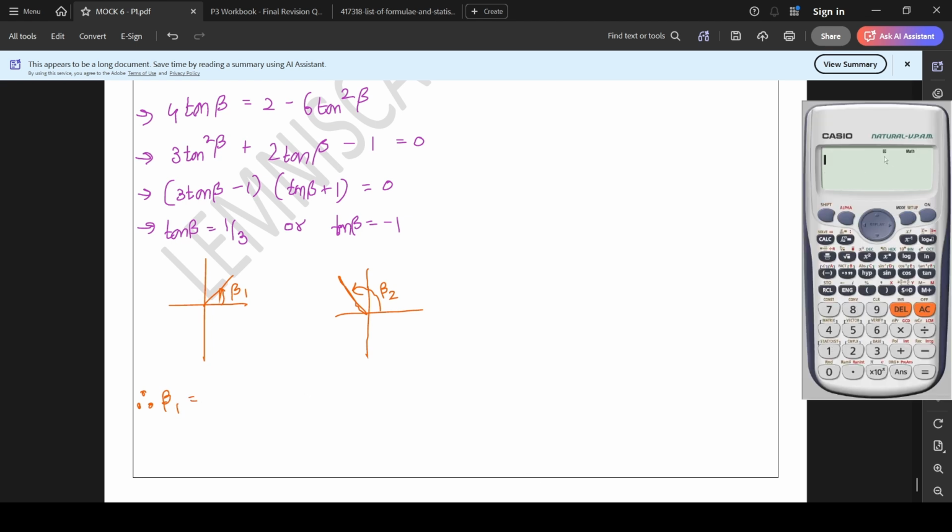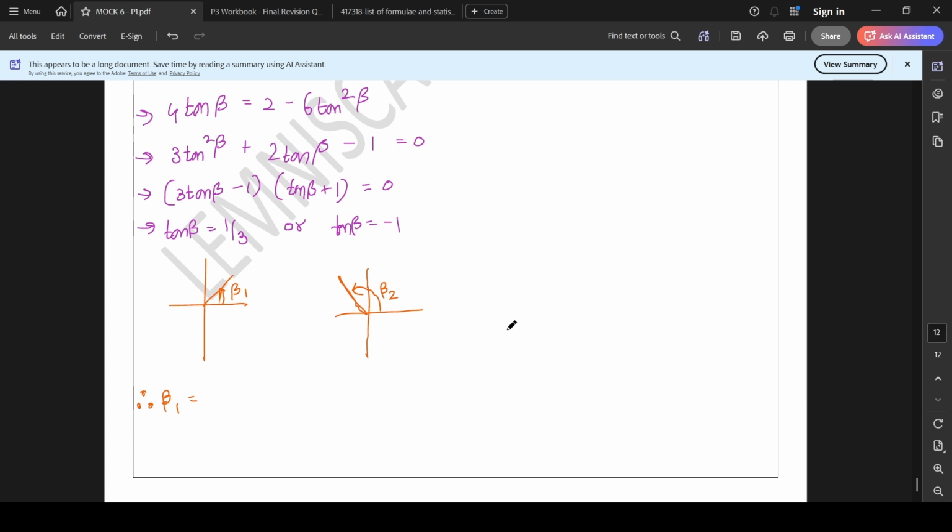So I can say that, therefore, beta 1, I'll use my CAIE over here. I'll make sure my CAIE is in degrees mode. Yes, it is. Now shift tan inverse of 1 by 3. This comes out as 18.4, correct to 1 dp.